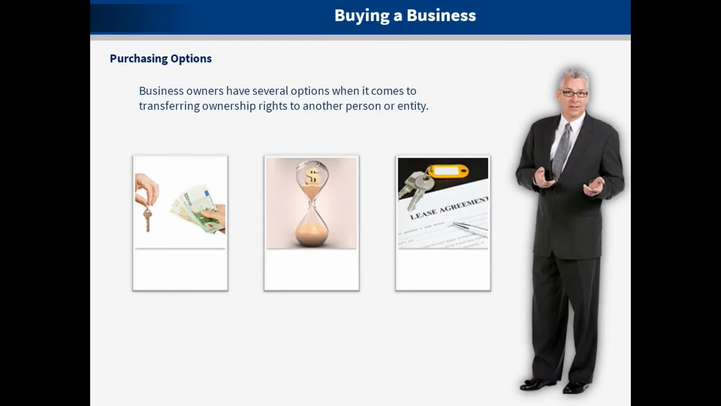Business owners have several options when it comes to transferring ownership rights to another person or entity. These options are outright sale, gradual sale, and lease agreement.